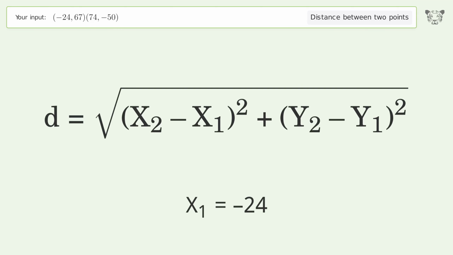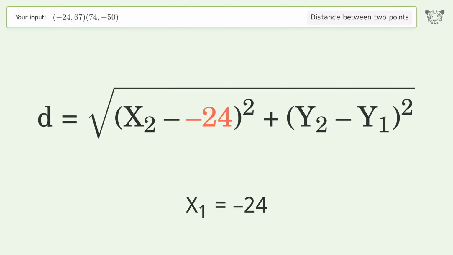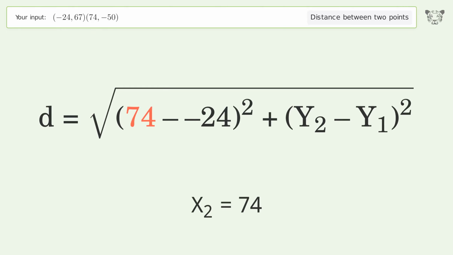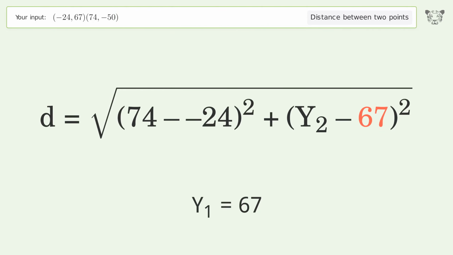x1 equals -24. x2 equals 74. y1 equals 67. y2 equals -50.